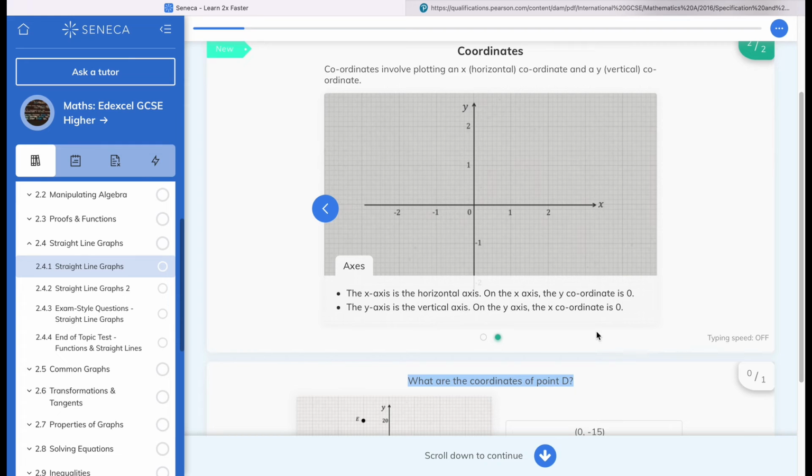So you can see over here, we can use sloping lines as y equals mx. It tells you the gradient, and so on, so forth. It's going to turn into me just explaining what straight line graphs are. So you can see the benefits of Seneca.